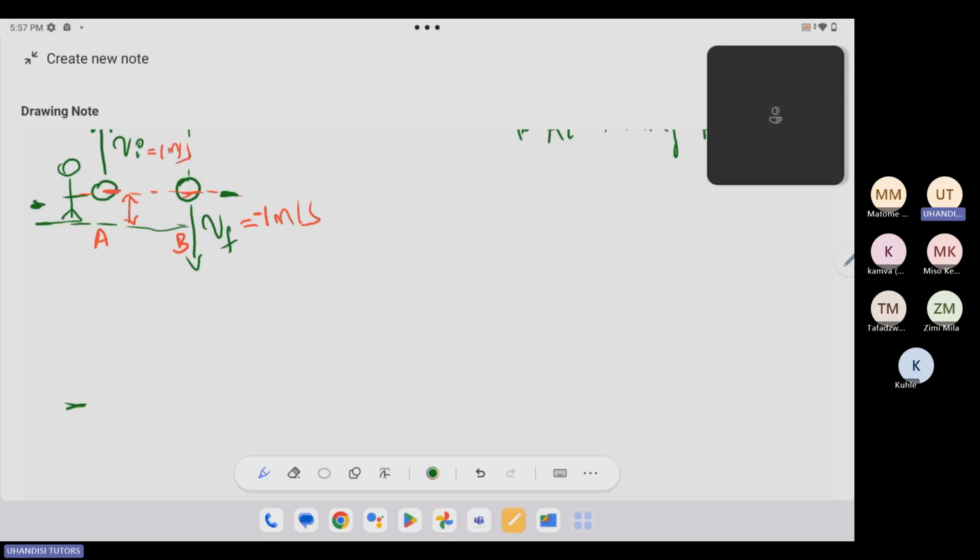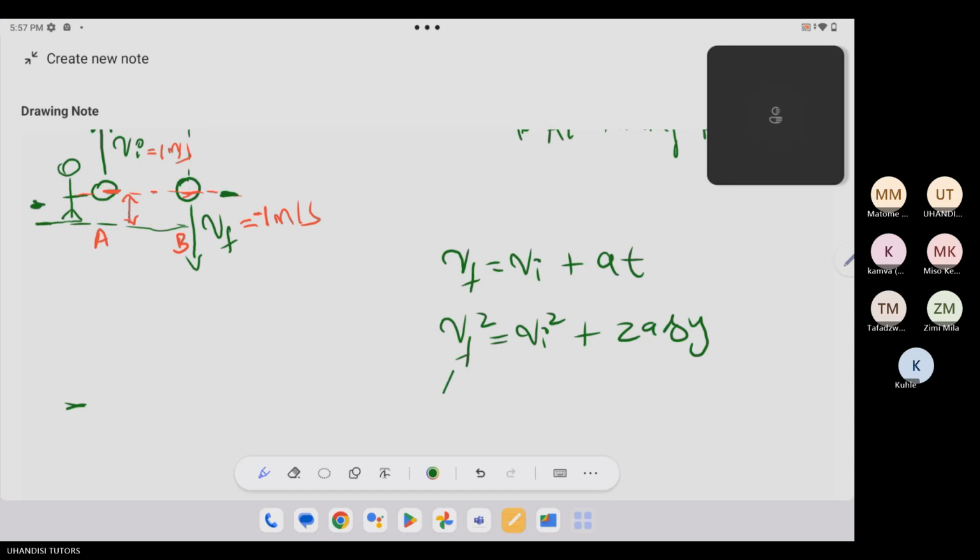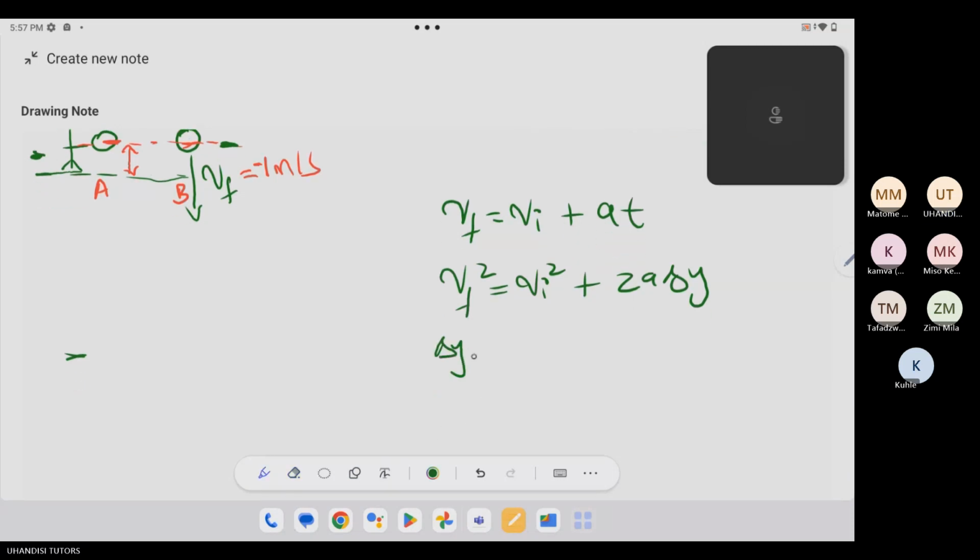So the last thing that I can talk about is the equations of kinematics. So we have three equations of kinematics. The equations are as follows: V final is equal to V initial plus AT. And the other one says that V final squared is equal to V initial squared plus 2A change in Y. This is for the motion along the Y. And the last one says that change in Y is equal to V initial t plus a half A t squared.